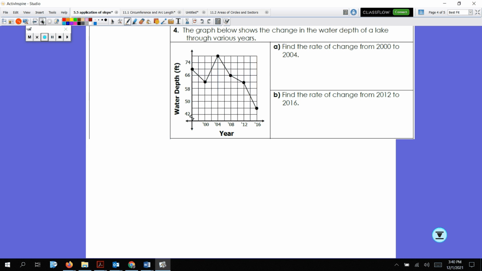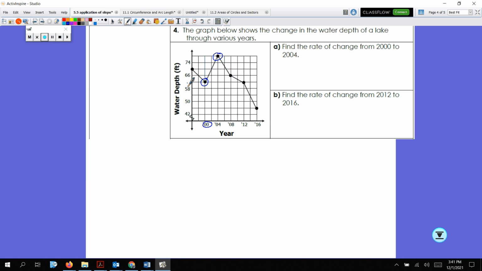So we have number 4 below that. Here's our points again. Okay, we need to be really careful about our x values, okay? The graph below shows the change in the water depth of a lake through various years. So these are the years below, and this is the water depth, right? This is my x-axis, and this is my y-axis. So it says from 2000, that is here, or this point, to 2004, which is this point, okay?